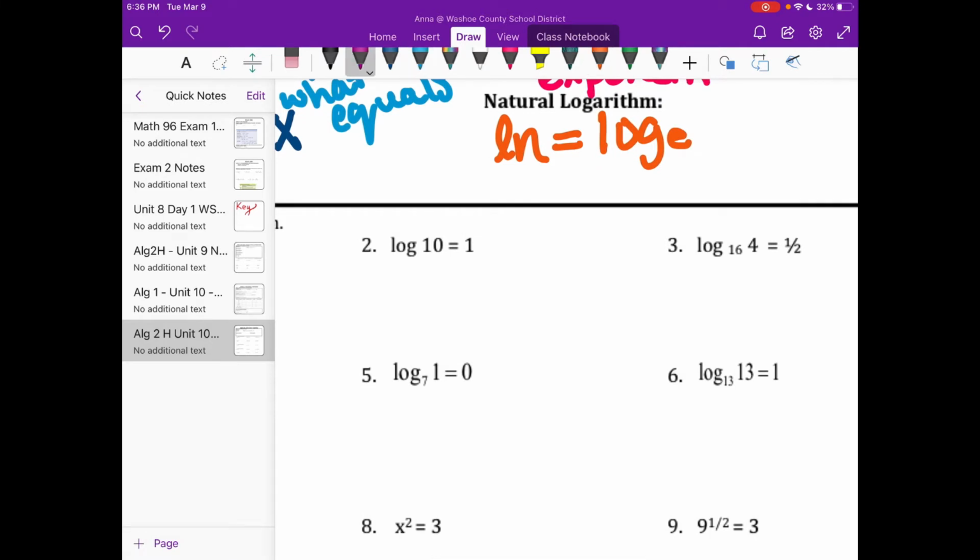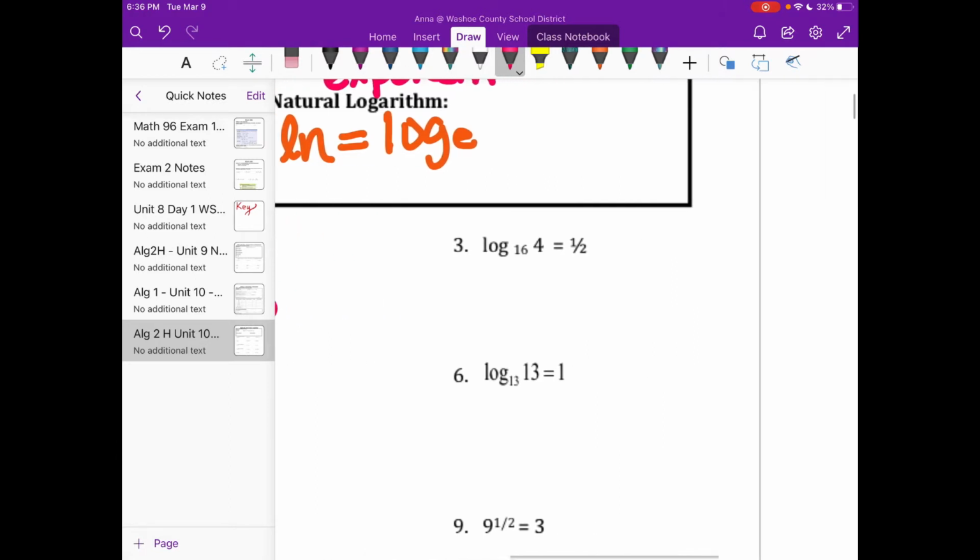Number 2. We do not have a tiny base, so sometimes I like to write in the tiny 10 that's supposed to be there. Because remember, if there's no base, you put a 10 in. So rewriting in exponential form, my base stays base. My other two switch place. So the 1 is now my exponent, and the 10 is what it equals. And 10 to the first is definitely 10, so I totally did that right.